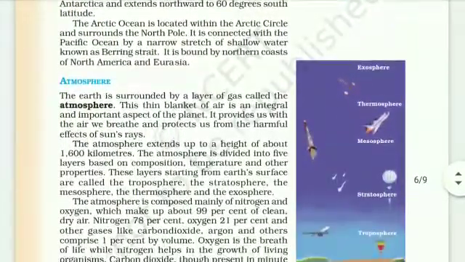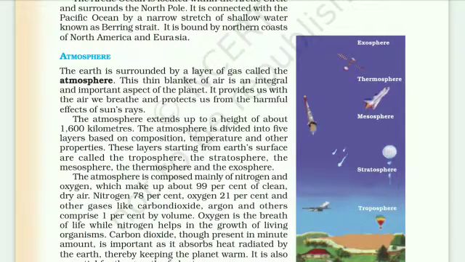Our last topic is atmosphere. The earth is surrounded by a layer of gases called the atmosphere. This thin blanket of air is an integral and important aspect of the planet. It provides us with the air we breathe and protects us from the harmful effects of the sun's rays. The atmosphere extends up to a height of about 1,600 kilometers. It is divided into five layers: the troposphere, the stratosphere, the mesosphere, the thermosphere, and the exosphere.